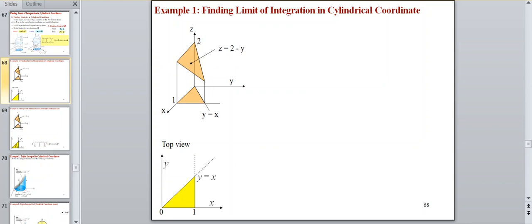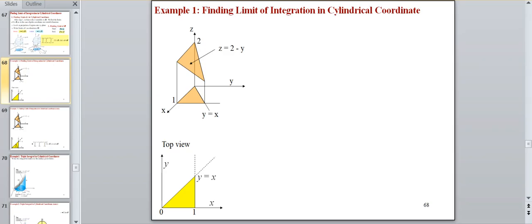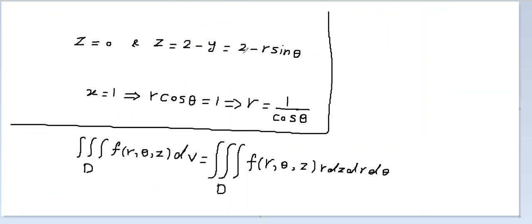So you can see I have done it here for you. z is from 0 to z equals 2 minus y. So this equals 2 minus, but what is y? r sine theta. So it means z equals 2 minus r sine theta is the cylindrical equation of the upper surface. So lower surface, z equals 0, upper surface, z equals 2 minus r sine theta.